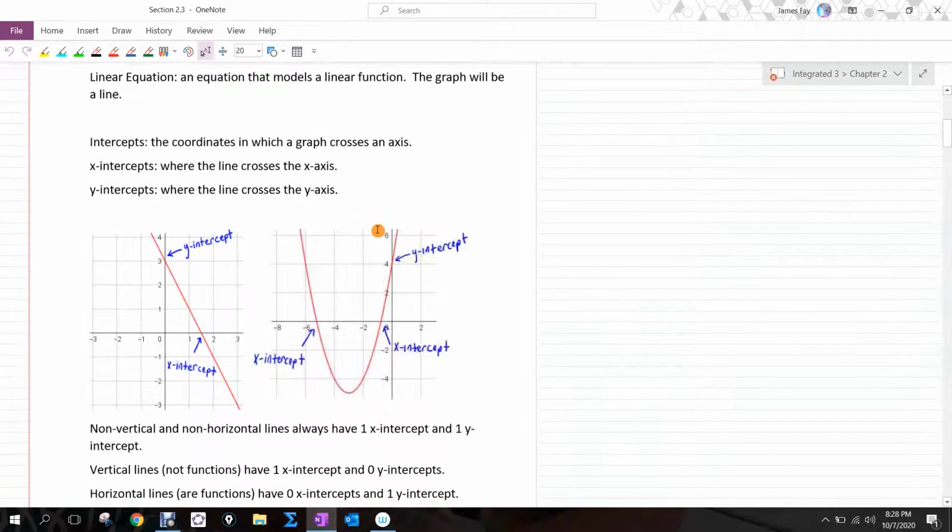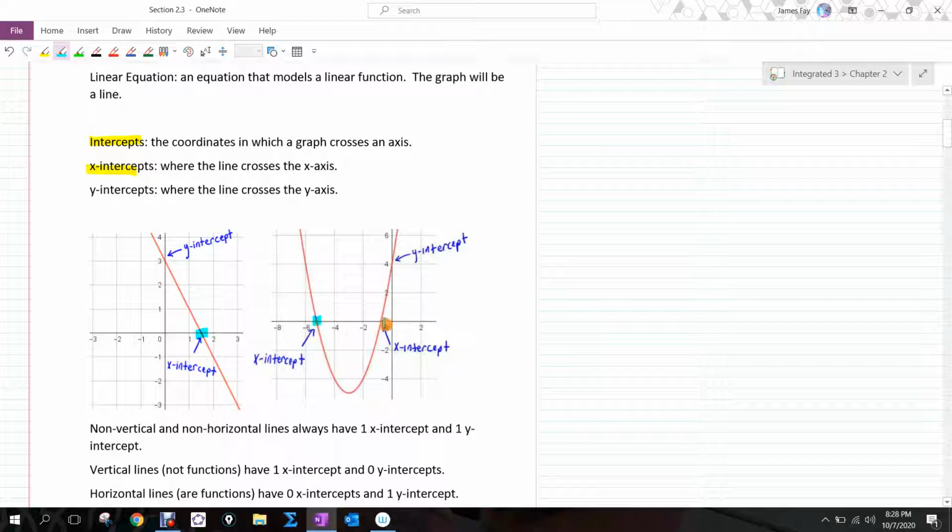Some key things to talk about that you've heard before. Intercepts. Okay, intercept means to pass through. So they are the coordinates in which the graph crosses one of our axes, either the x-axis or the y-axis. So an x-intercept, you can see down here, there's an x-intercept right there on this graph. That's where our line crosses the x-axis.